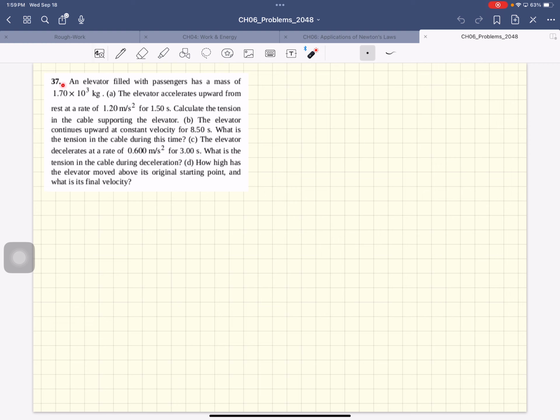Okay, so this problem says an elevator filled with passengers has a mass of 1,700 kgs. The elevator accelerates upward from rest at a rate of 1.2 meters per second squared for the first 5 seconds. So it starts from rest and accelerates upward. Okay, so part A.